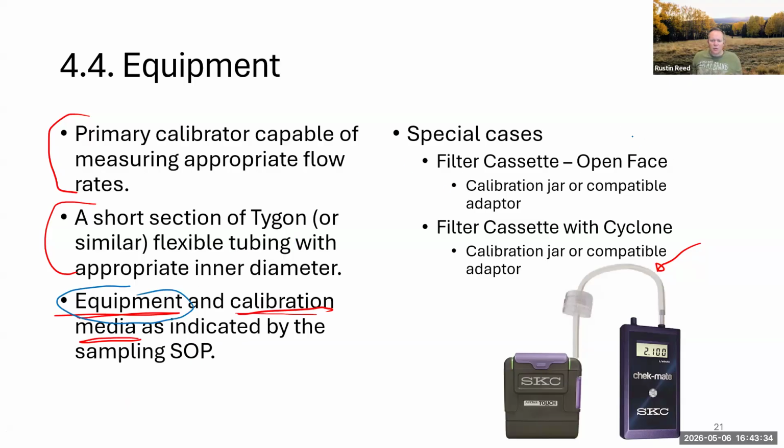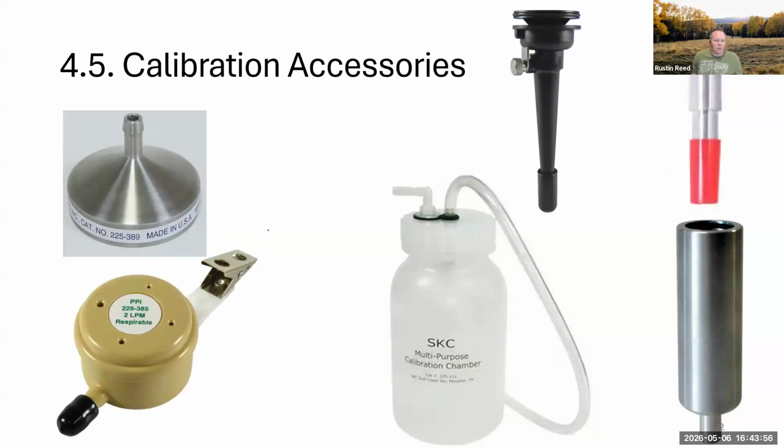Now we're not going to use that for RCS, but with a cyclone, we will either need an adapter or a calibration jar. And with a PPI, it's the same idea. We're going to need a special adapter or a calibration jar to do our calibration. So let's look at those real quickly.